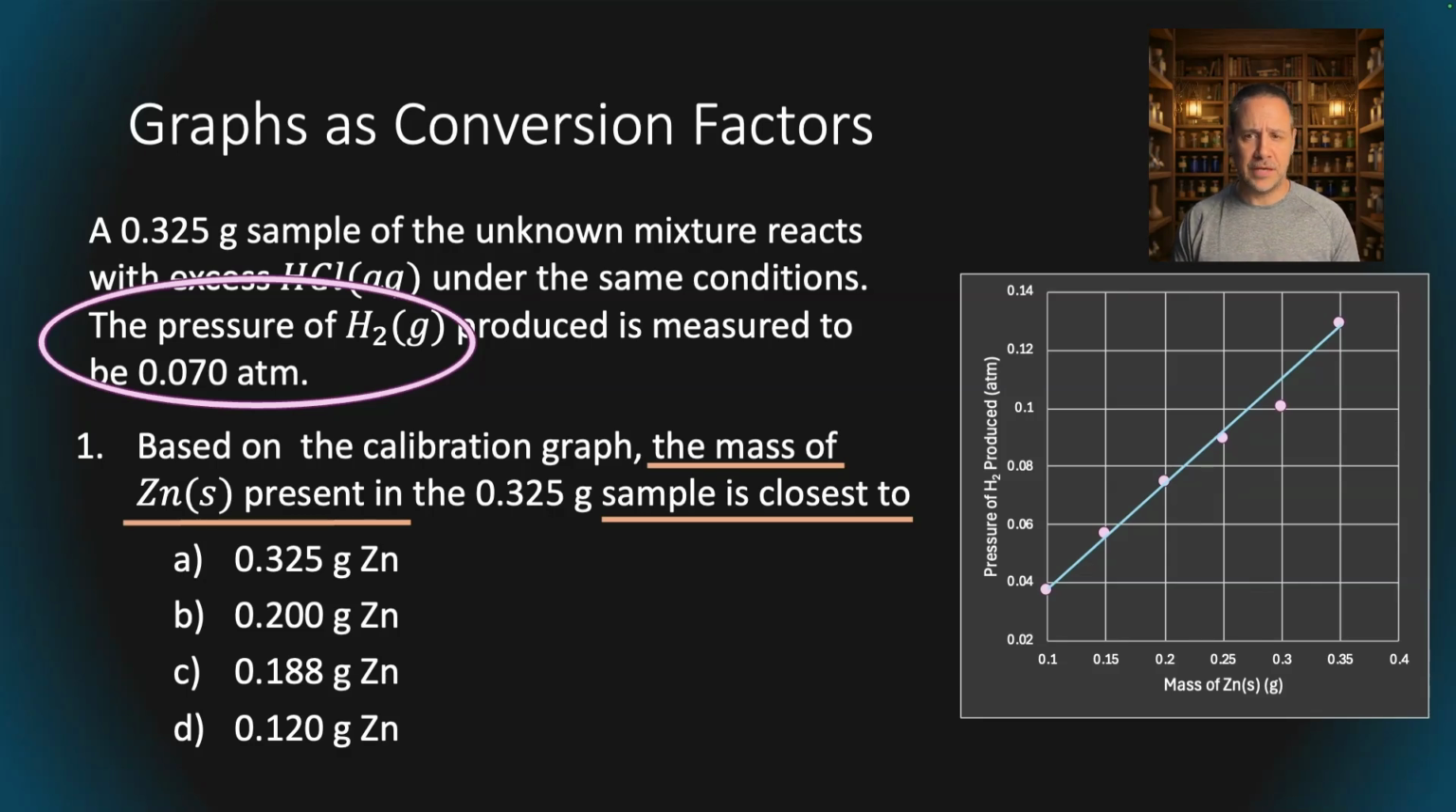Since I know the pressure of H2, I start at the vertical axis. There are lines at 0.06 and 0.08, so 0.07 will be right in the middle. Draw that out till it reaches the line and then down to the horizontal axis to find the mass of zinc. That intersects the axis to the left of 2, which means C is the correct answer.